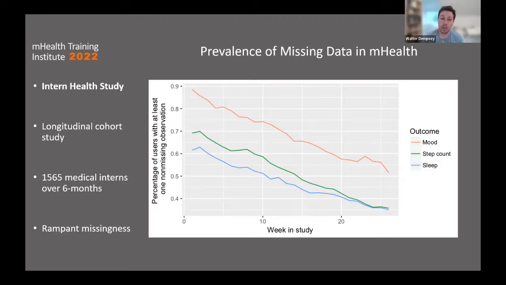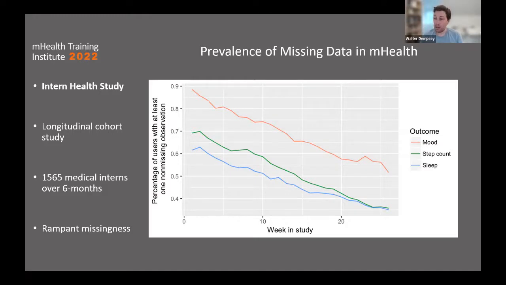And when I say non-missing observation per week, I just want to tell you that the study design asked a mood question on a daily scale. So daily you would get a mood survey. Every day you were asked to wear a Fitbit or a wearable device to measure step count. And every night you were asked to wear that wearable device to measure your sleep.